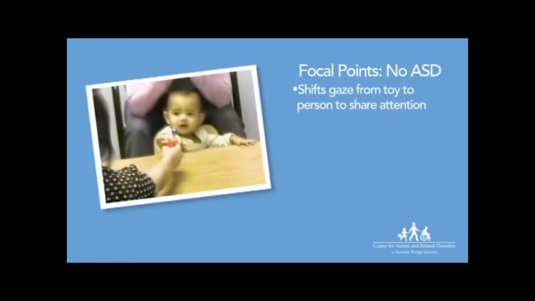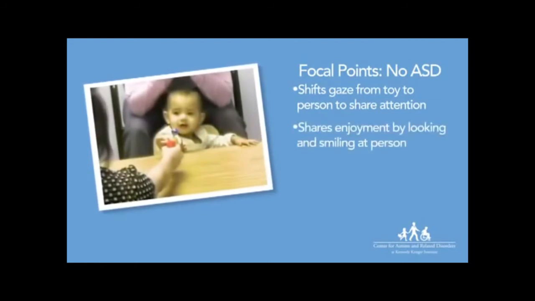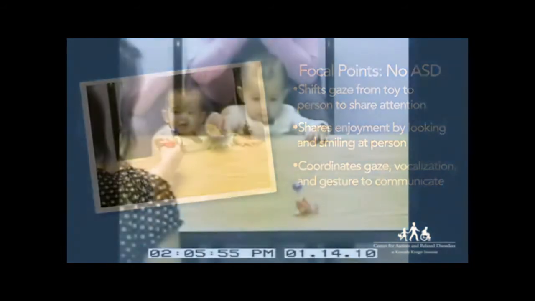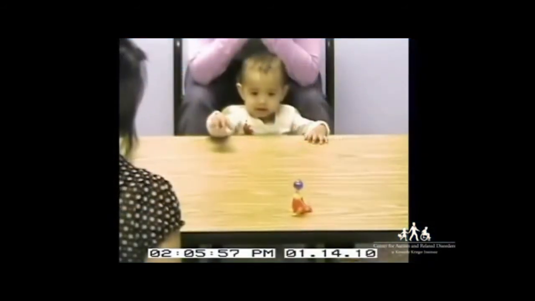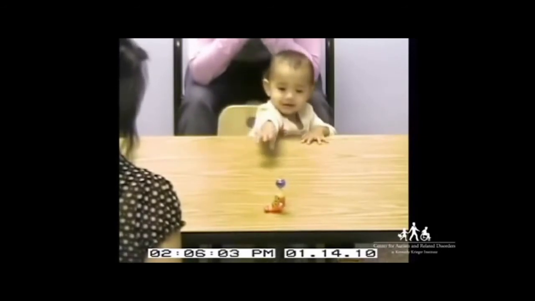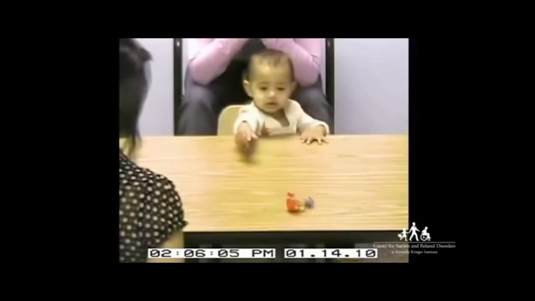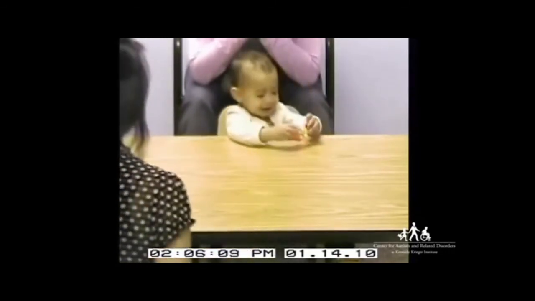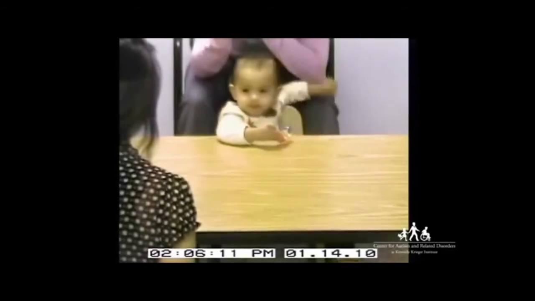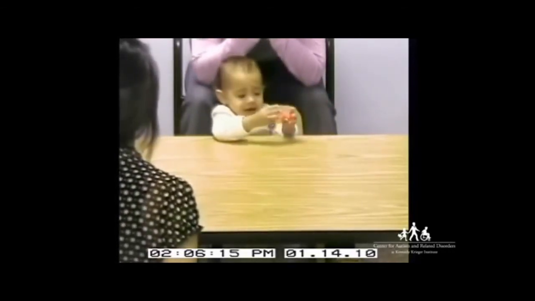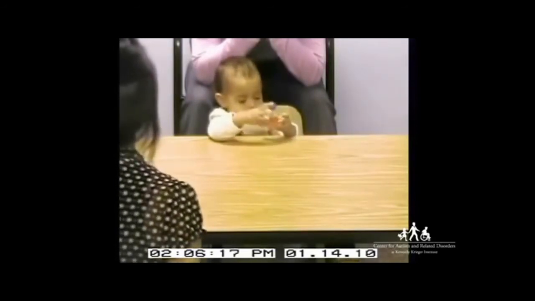This 14-month-old does not show signs of ASD. While she enjoys looking at and exploring the toy, she stays engaged with the people nearby. She tries to share her enjoyment with her mother as she turns to show the toy to her. Then she shares her enjoyment with the lady across from her by directing her gaze and smile toward the lady.